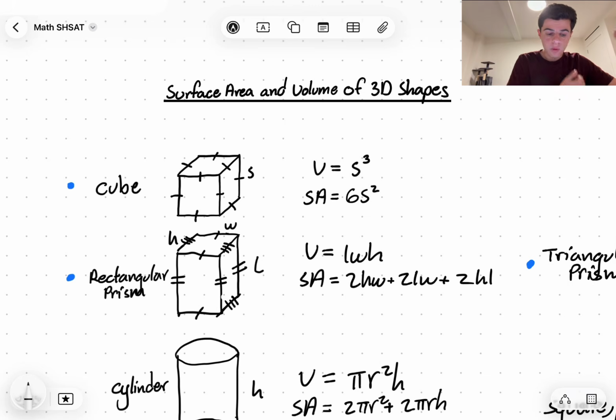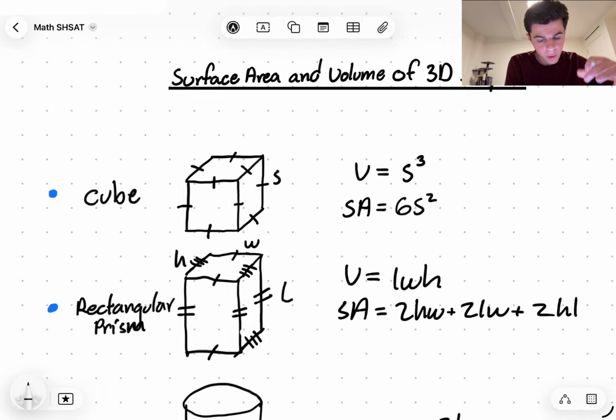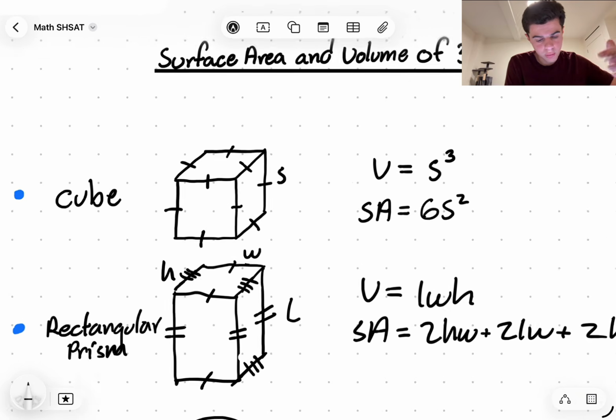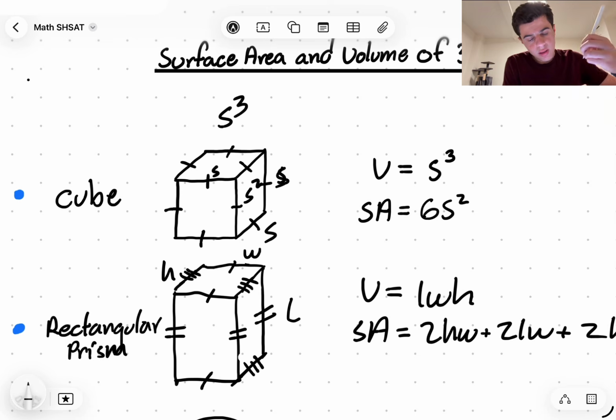Okay, so we're going to start off with the cube. The cube is the simplest solid. The volume is simply s cubed, right? Because if this is s, that's s, this is s squared. And then if this is s, then s squared times s, that is s cubed. Now, surface area, we just said that this is s squared.